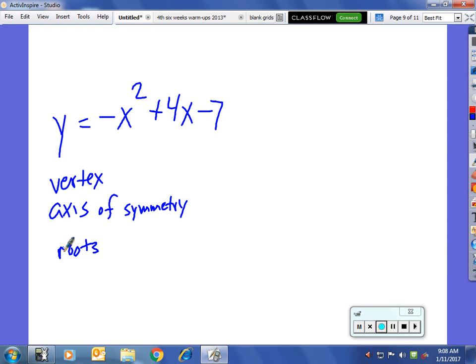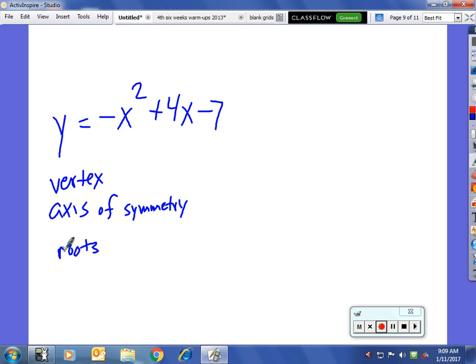And then if I want a picture of it, you probably want to give me some additional points that you just look at your t-chart and write down points and then graph them. What else might I ask for? A real easy point I might ask for: y-intercept. What is the y-intercept of this thing? Negative 7. The y-intercept is super easy to find. Okay, let's start. What do you want to do first?